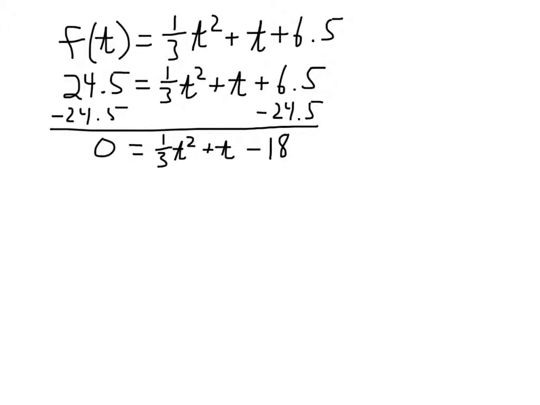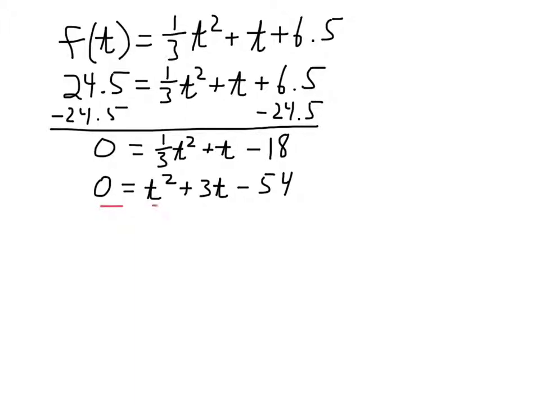And I'd like to eliminate the fraction 1/3. So I'm going to multiply both sides of my equation by 3. So that means I multiply every single term by 3. So 0 times 3 is still 0. And 1/3 times 3 is 1, so that will just be 1t squared. And then t times 3 is 3t. And then 18 times 3 is 54. And that just eliminates the fraction from the problem.